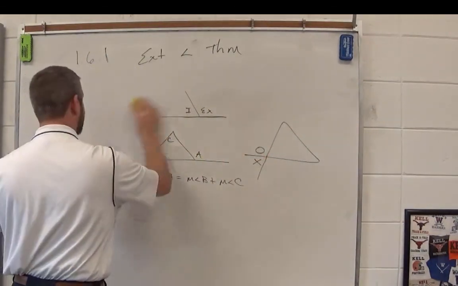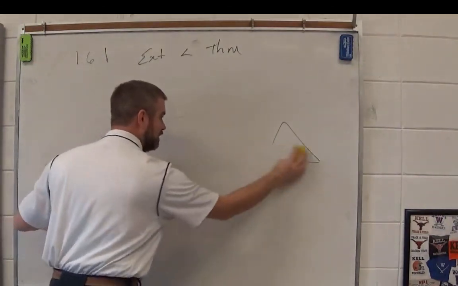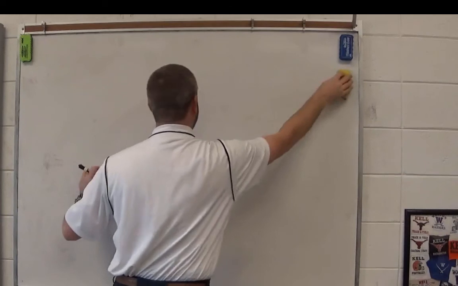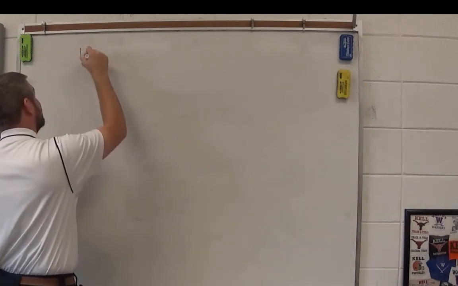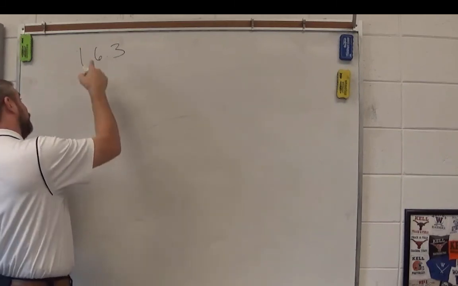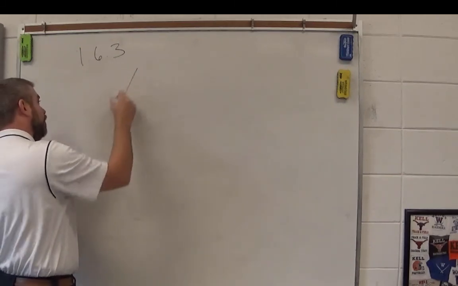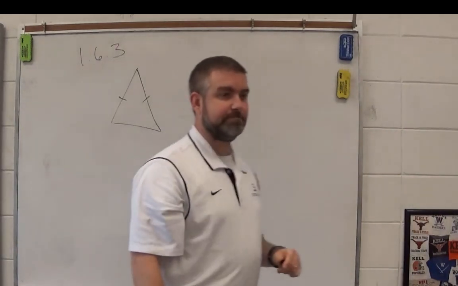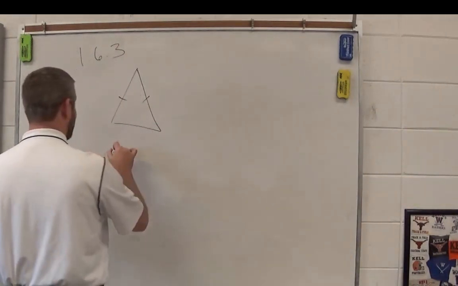What's the third one? Read it out for me. Base angle theorem. Oh, we got to do some vocabulary first. We're on 162. No, I think we're on 163. We skipped 162, exterior angle. All right, so we're on 163. What kind of triangle is this? Isosceles. You're right. How do you spell that?